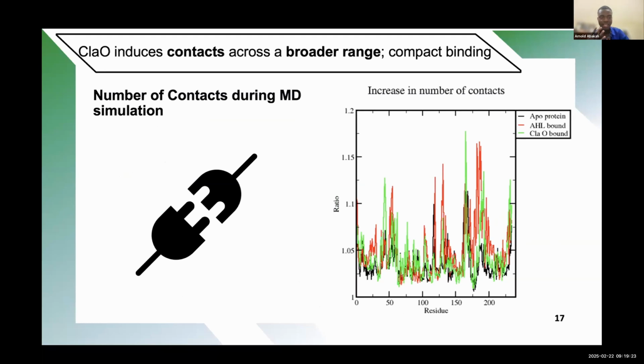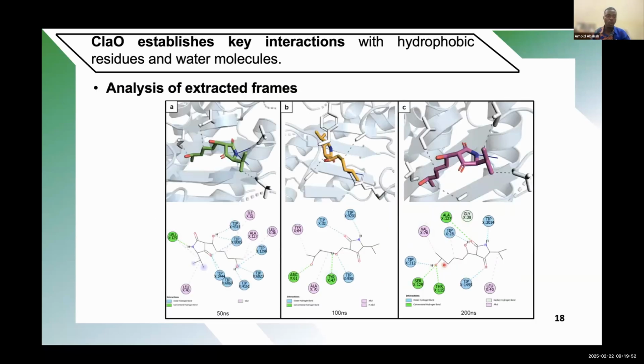We also went ahead to see the number of contacts with the residues in the active site of the protein. And we see that the CLA-O has higher spikes, which means that it had a lot of contact. So throughout the simulation, we see that with the residue 1, there's very high contact. After about 170, we also see a very high spike, and throughout it's consistent. We extracted the frames across the 200 nanosecond scale. In A, we have the 50 nanoseconds. In B, we have the 100 nanoseconds. In C, we have the 200 nanoseconds.